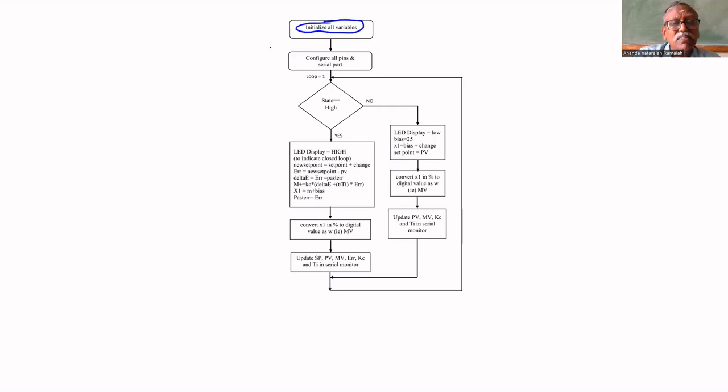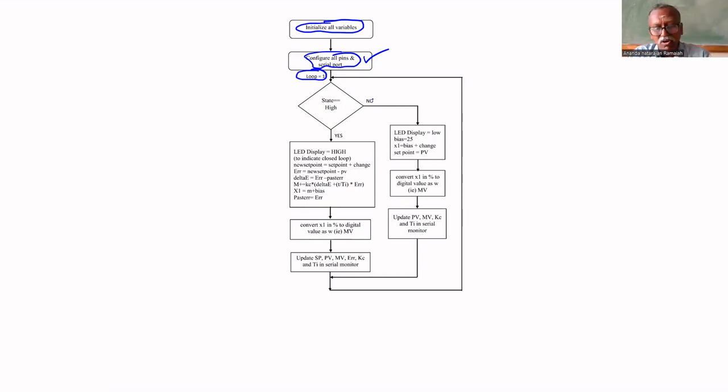Initiate all variables, then configure all pins, whether input or output, and configure the serial port. These are all done initially. Then you operate this in an infinite loop, while loop equal to 1. That's why it is an infinite loop. It means if you turn it on, it will always work as a PID controller.